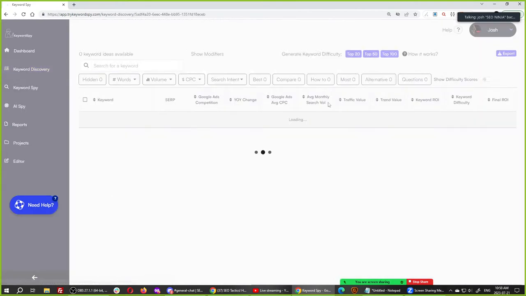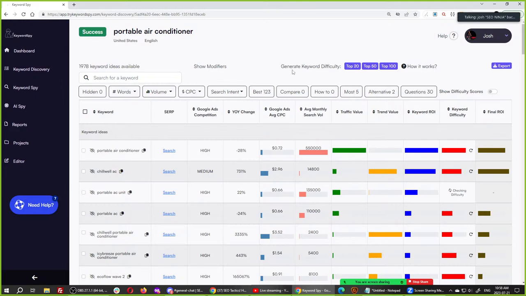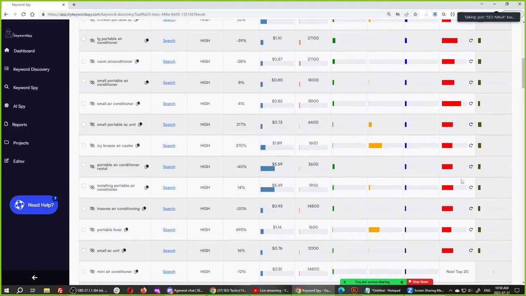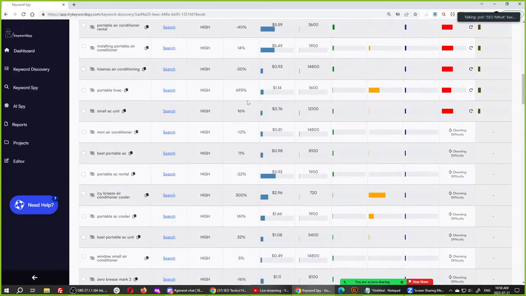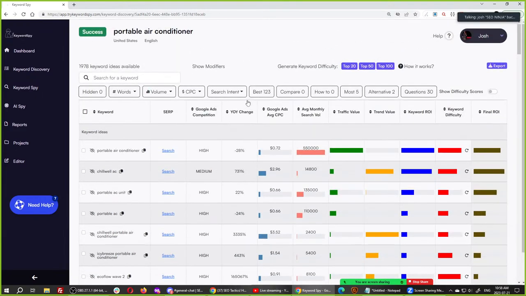Now let's look at portable air conditioner. Right away, boom, checking difficulty. The difficulty automatically checks the top 20. Let's do the next 20 as well and get that put in there. Immediately portable air conditioner starts giving us the keyword ROI, and it's automatically sorted by the keyword ROI.